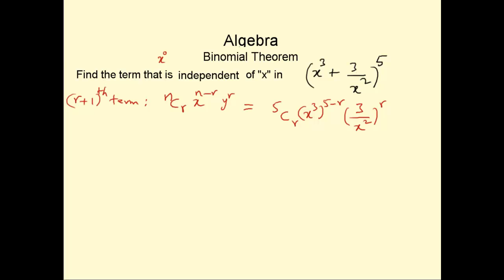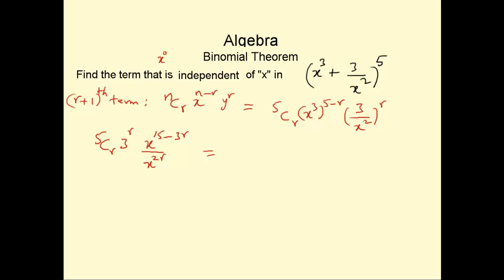So if you separate out the constants and the x terms, you get 5Cr times 3 to the r times, now the x terms would be x to the power 3 times 5, which is 15, minus 3 times r, which is 3r, over x to the power 2 times r, which is 2r.